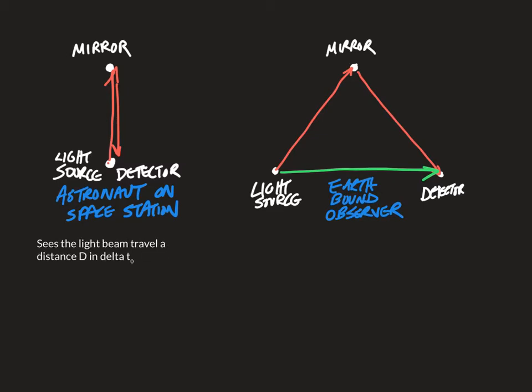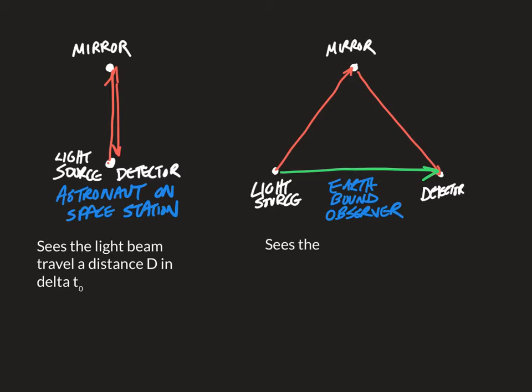We'll explain that here in a minute. But the earthbound observer sees the beam of light travel what I'm going to call two lengths of S. That's what those red lines are going to be on that side of the thing, while the station moves 2L, which is going to be the length of that green line, in just regular delta T.